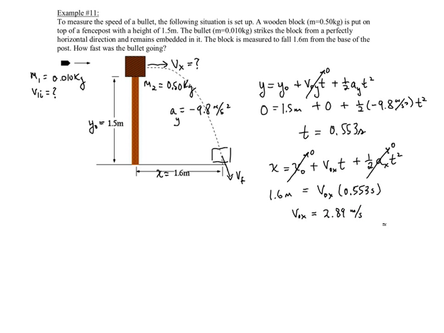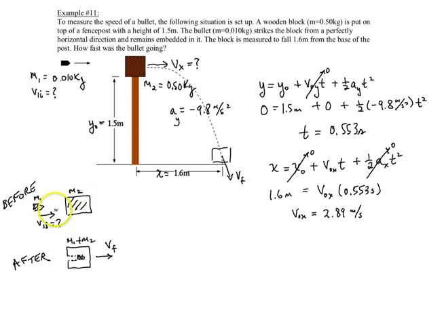So the next step is then to look at the collision between the bullet and the block. So I like to draw pictures, so I'm going to draw two pictures here, one before and one after the collision. So there's the before picture, the bullet moving at this unknown initial velocity, the block sitting here by itself, and then the block and the bullet embedded within here, and it's moving at this final velocity. Now, what's that final velocity? Hopefully you realize you've already calculated it. It's actually 2.89 meters per second. It was the initial horizontal velocity in our projectile motion problem.